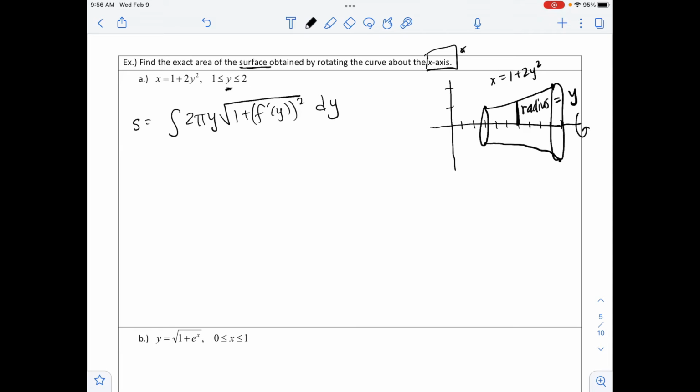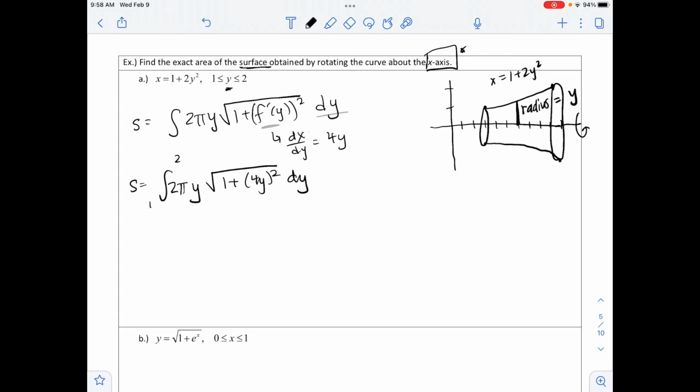And so taking the derivative, we need to get what f prime of y is. So calculating the derivative with respect to y, this is the same thing as dx dy. And our derivative is just going to be 4y if you take the derivative of 1 plus 2y squared. And so setting up the problem, we would have the integral from, and we're integrating with respect to y, so we're going from, it tells us, 1 to 2, of 2 pi y times the square root of 1 plus the derivative squared, and we just calculated the derivative to be 4y. So 4y squared dy.